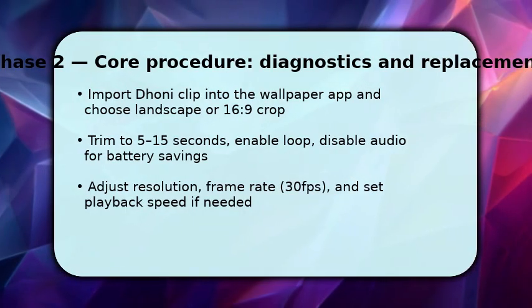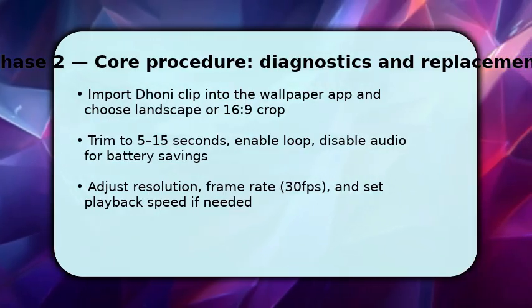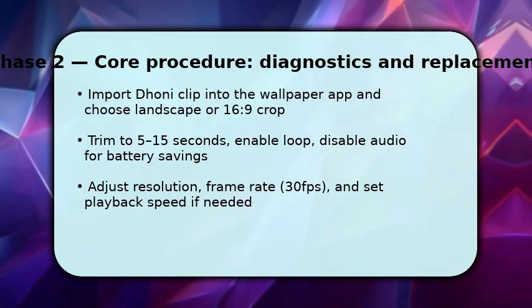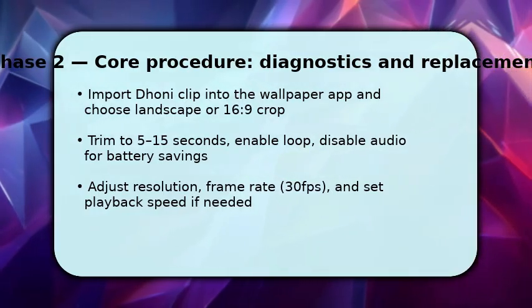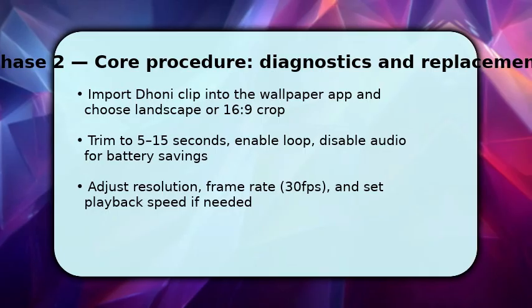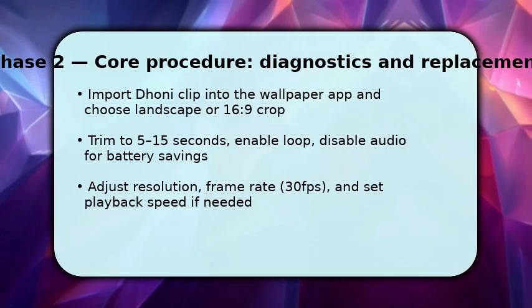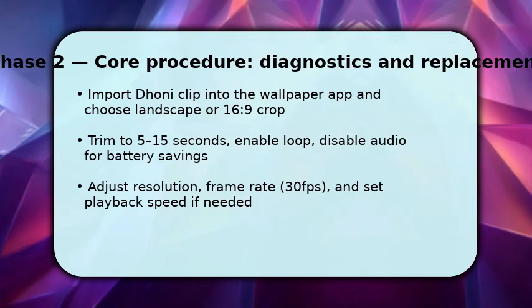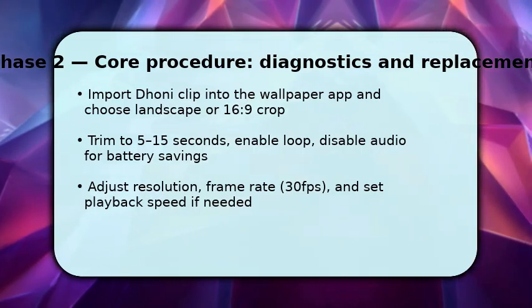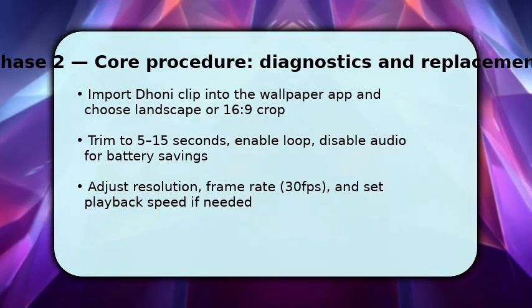You now import the Dhoni clip into the app and select the correct crop, landscape or 16:9, so key visuals aren't cut off. Trim to 5 to 15 seconds and enable looping. This keeps the animation seamless without wasting space. Make sure to disable audio, because sound drains battery and isn't needed for wallpapers. Then, adjust resolution and frame rate to 30 FPS to balance smoothness with power use. Once configured, preview to confirm motion and framing are perfect.